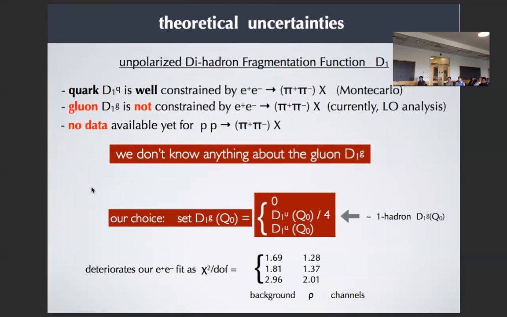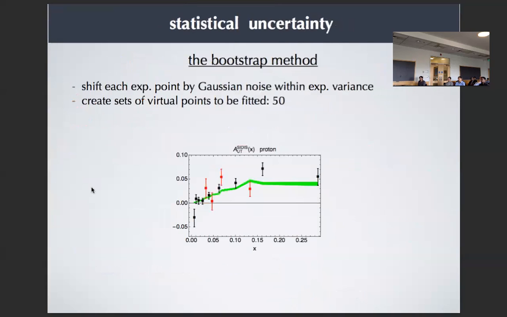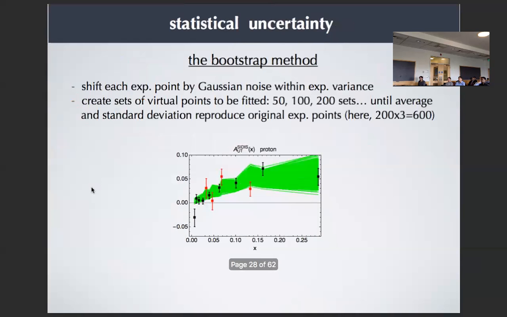Now, what do we do with the statistical errors? We described them with the usual bootstrap method, which means basically we take the experimental data and we alter them, introducing a Gaussian noise within the experimental variance. So we create a replica of the data and we fit it. Then we repeat the procedure 50, 100, 200 times, and we stop when the average and the standard deviation of the envelope of the replicas reproduce the original experimental points. In our case, it happens after 200 replicas for each of the gluon scenarios that I have considered. So in total, I have 600 replicas.